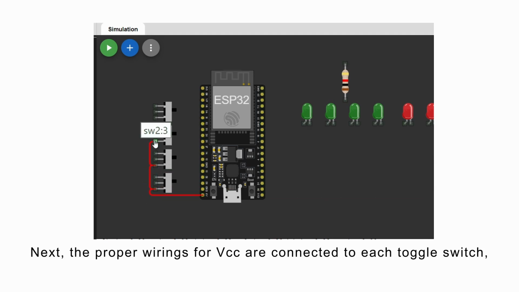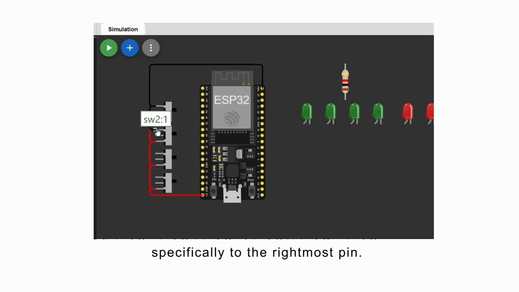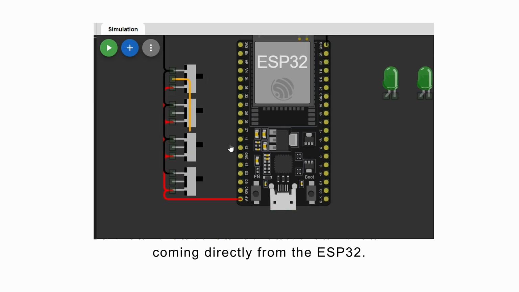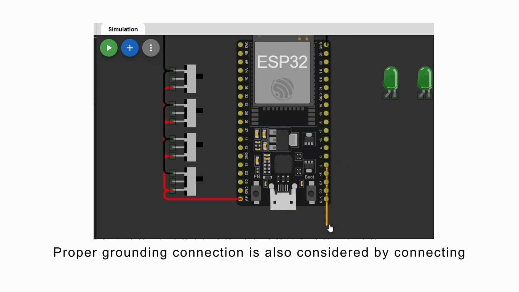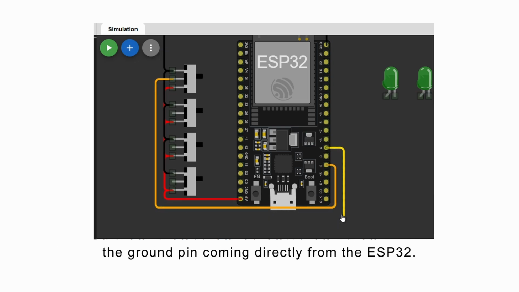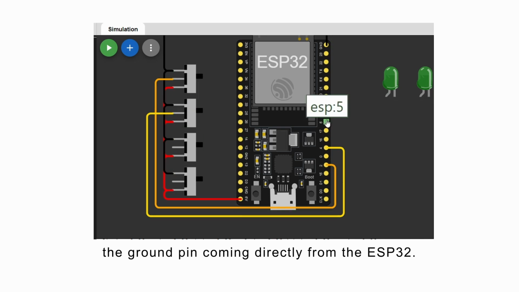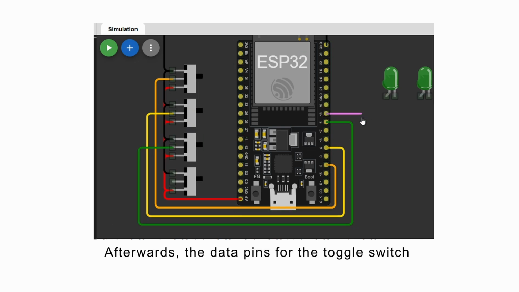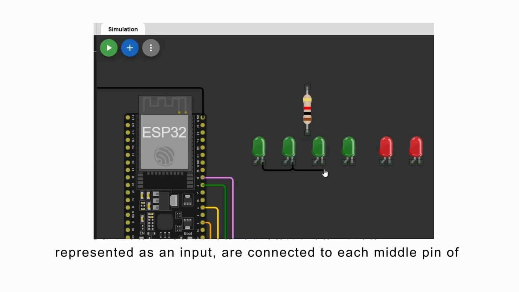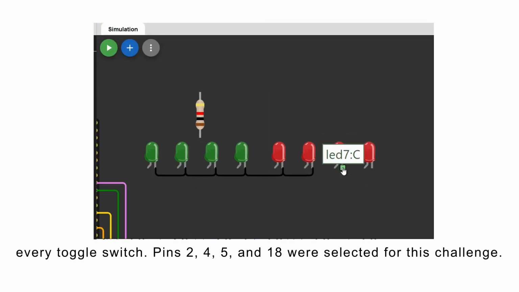Next, the proper wirings for VCC are connected to each toggle switch, specifically to the rightmost pin. The voltage source comes from the 5-volt output coming directly from the ESP32. Proper grounding connection is also considered by connecting the leftmost pin of each toggle switch to the ground pin coming directly from the ESP32. Afterwards, the data pins for the toggle switch, represented as an input, are connected to each middle pin of every toggle switch. Pins 2, 4, 5, and 18 were selected for this challenge.